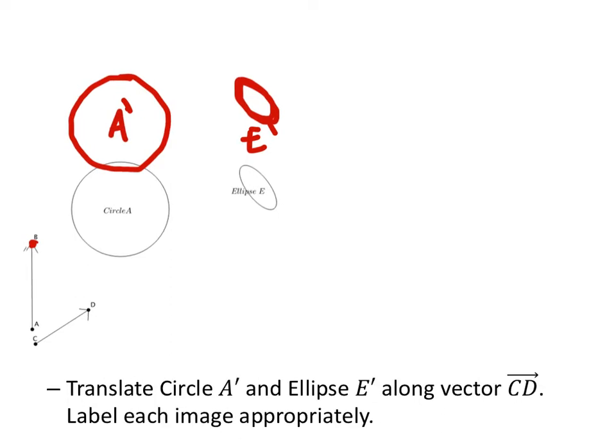All right, now we're going to take A prime and E prime and translate those along the vectors CD down here at the bottom. There we go, CD will start at this point. And again, we'll label these new images appropriately. We'll give you guys a minute to do that with your partner.